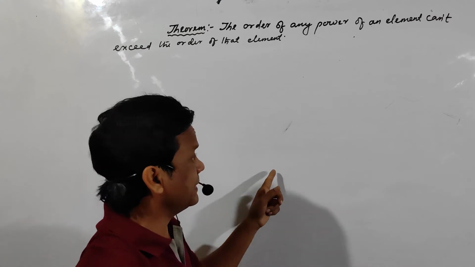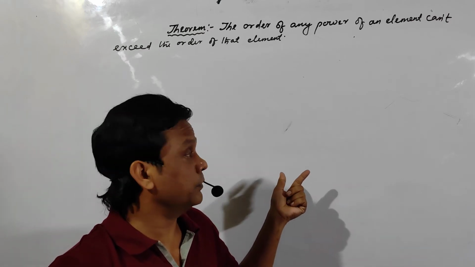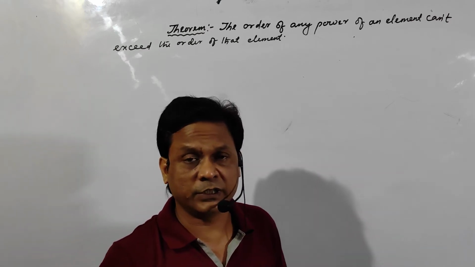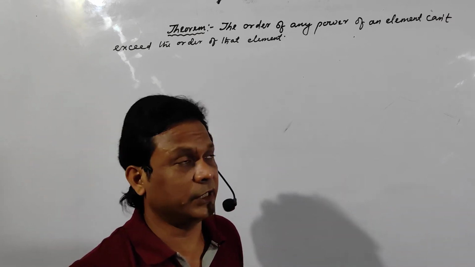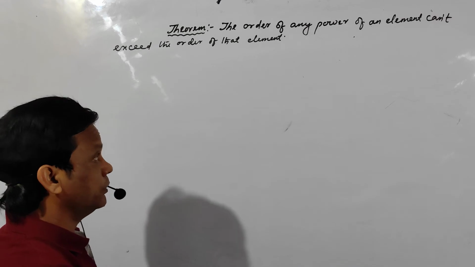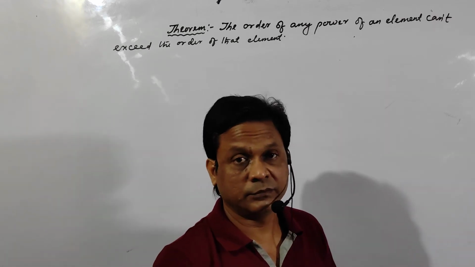The proof of the second one, that if every element of a group G is its own inverse, then G is abelian, please check my previous videos. Otherwise, I will give the link in the description.